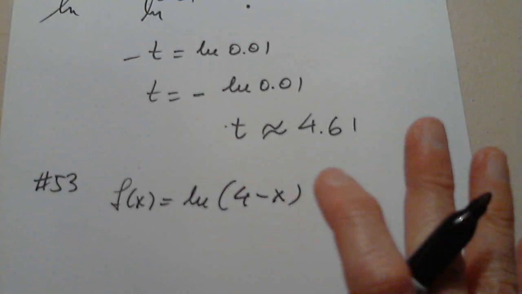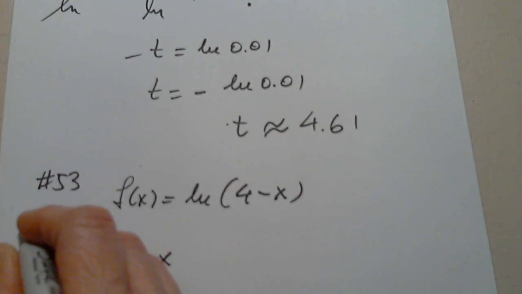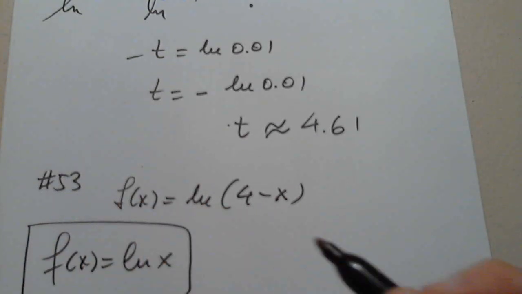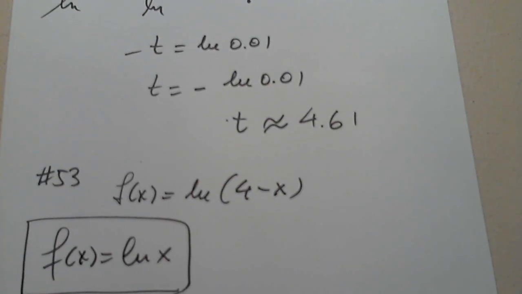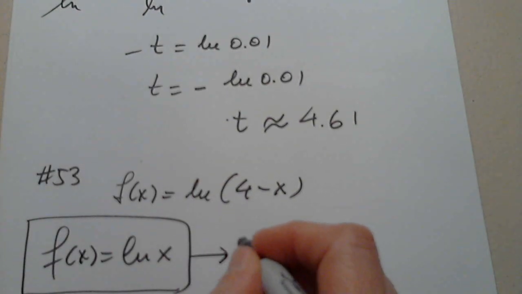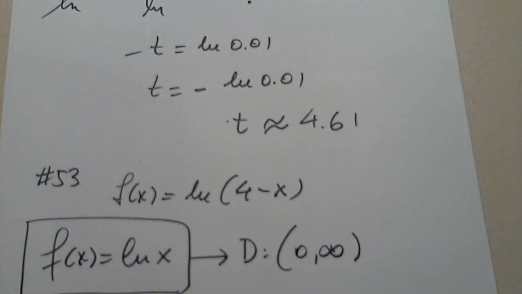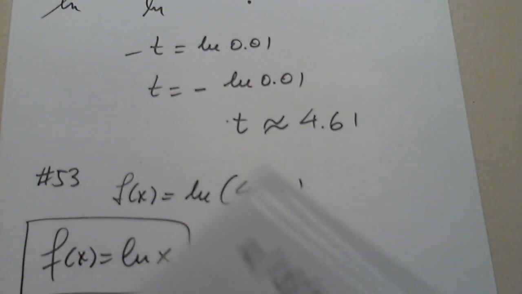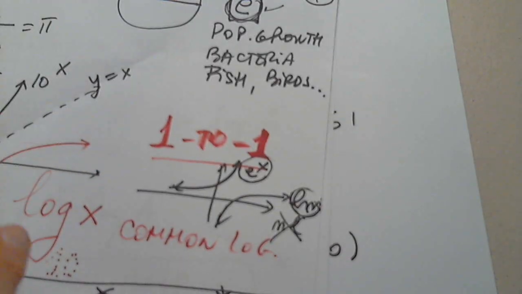So let's go back for a moment to the original base function. This is a different function because it doesn't have x, it has 4 minus x, so it's a different function, but it's still natural log. The domain of this function is 0 to infinity. How did I come up with this? From the graph.